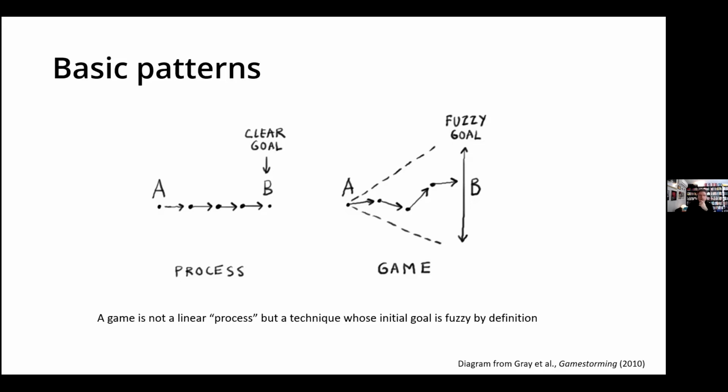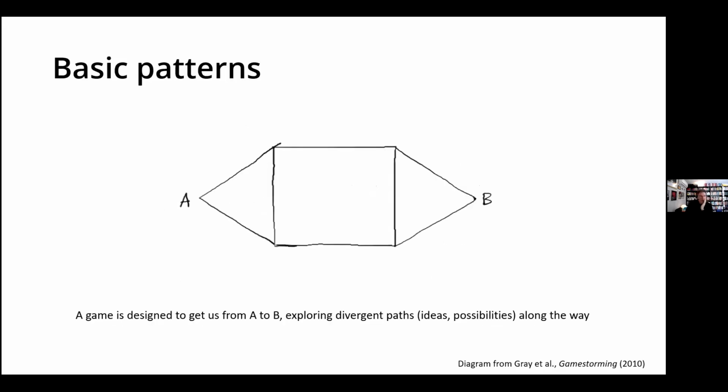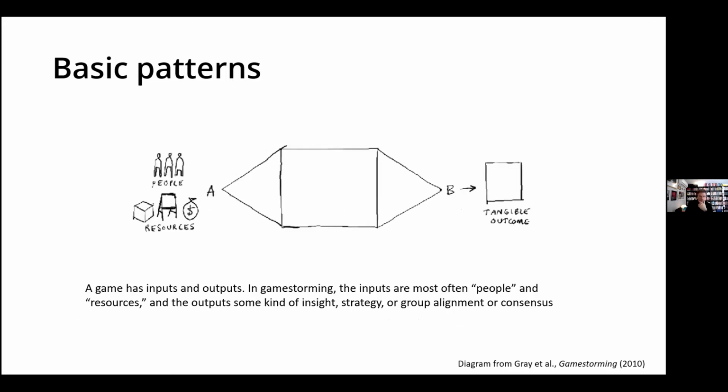The fuzzy goal tends to play a role. A game is designed to get us from A to B, exploring divergent paths, ideas, or possibilities along the way. So this shape you'll see, I guess, a lot in the diagrams that follow. A game has inputs and outputs. In Gamestorming, the inputs are most often people and resources, the stuff that you need to play the game. And then outputs of some kind: some kind of insight, strategy, or group alignment or consensus.